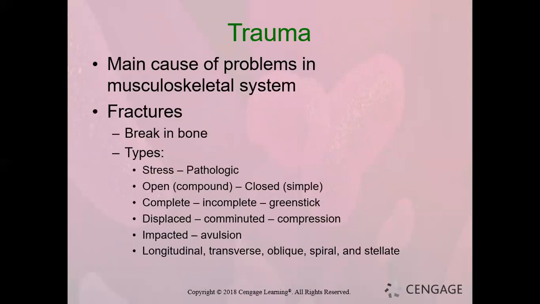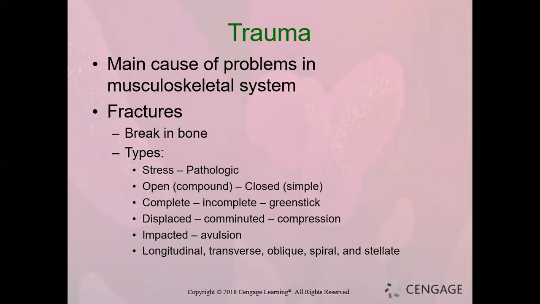The main cause of problems in the musculoskeletal system is fractures, which is a break in the bone. I don't think there's anything on your exam about the types of fractures, but I wanted to put them on here just so that you guys would have a basic understanding of them. Even as a nurse and a nurse practitioner nowadays, I don't know about all of these. I've never seen an impacted fracture. I've never seen an oblique fracture.